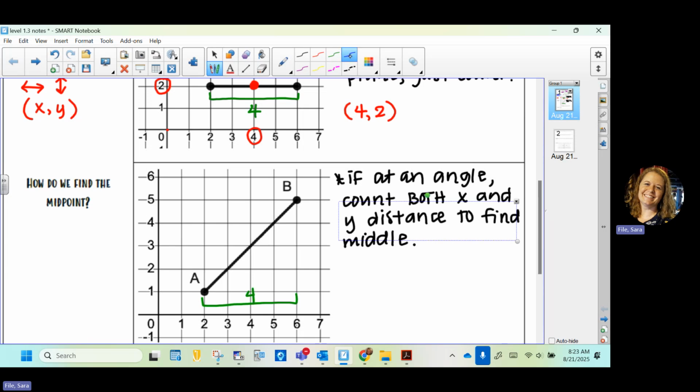But then I also need to count my vertical distance. That was 1, 2, 3, 4. So that means I'm going to have to horizontally, left and right, go over 2 and vertically come up 2. So I'm going to go over 2, up 2. So that's going to be the middle, right? It's the vertical center and the horizontal center. Do y'all agree? Okay, so this is at 4, 3.